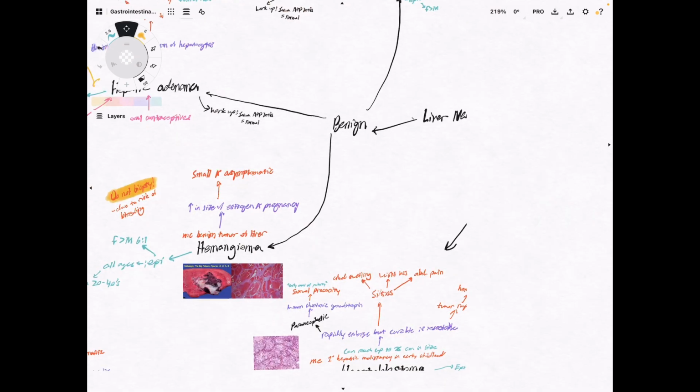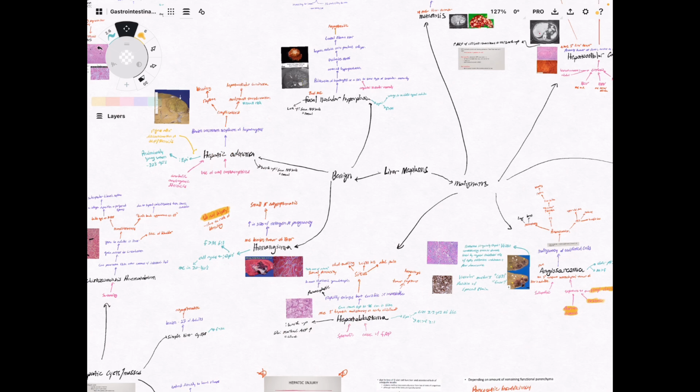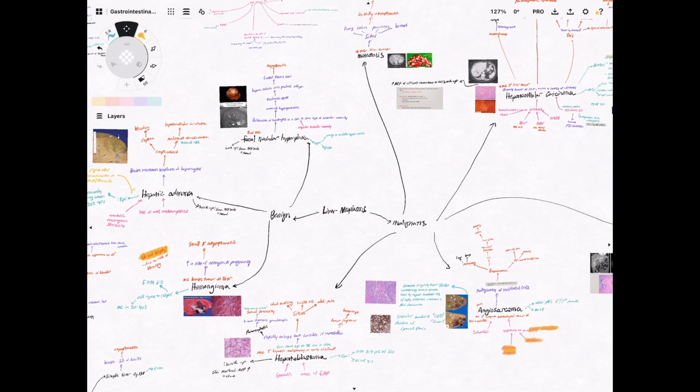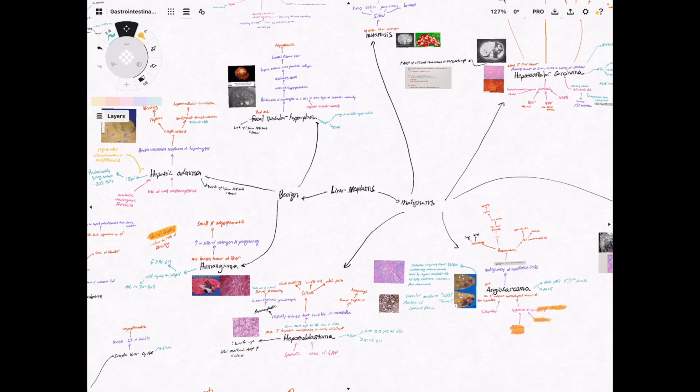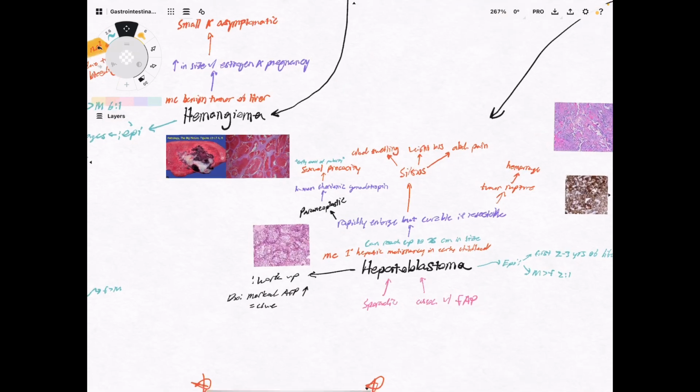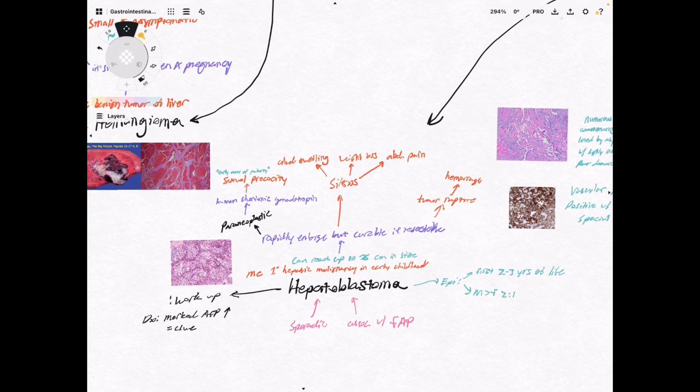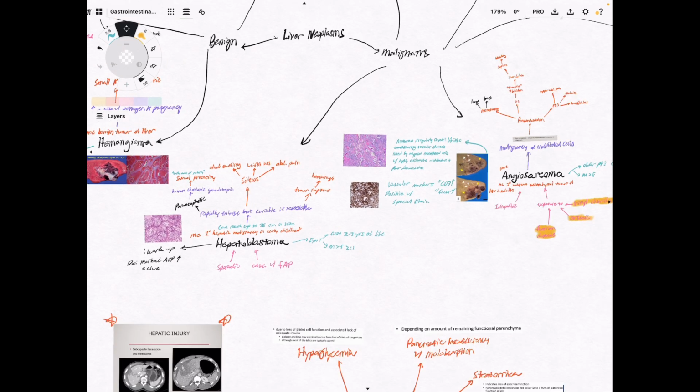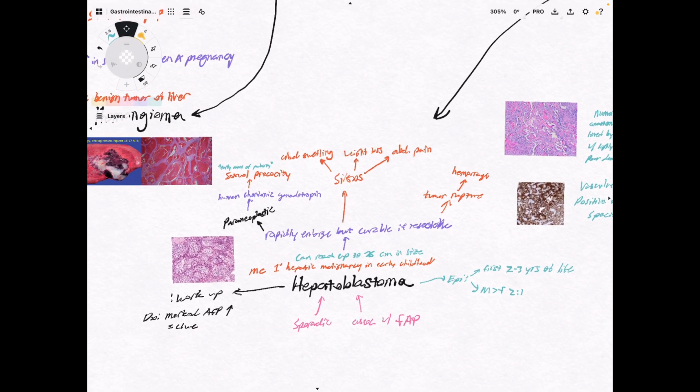So let's move on. Those are the benign liver neoplasms, but now let's start talking about the malignant neoplasms. I want to start off talking about hepatoblastomas. So hepatoblastomas sounds similar to hemangiomas. You can relate those similar sounds to the fact that they're both associated with bleeding, right? Or I'm sorry, I'm thinking of angiosarcoma. Okay, forget that.